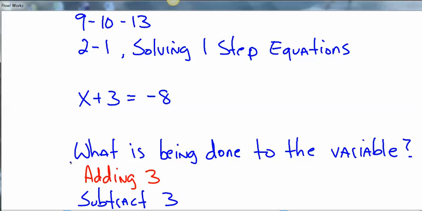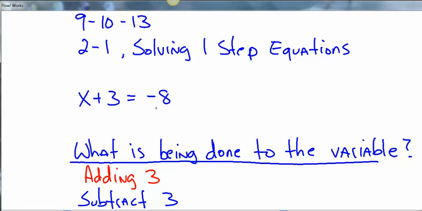This question works for every problem you're going to see today. And it basically works for any time you're going to solve for a variable in Algebra 1 and Algebra 2. You ask yourself, what's being done to the variable? And you continually do the opposite of what's being done. And that gets the variable sitting by itself.